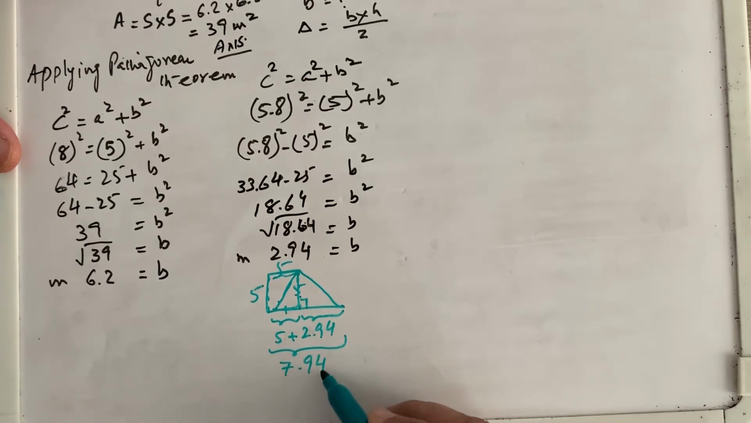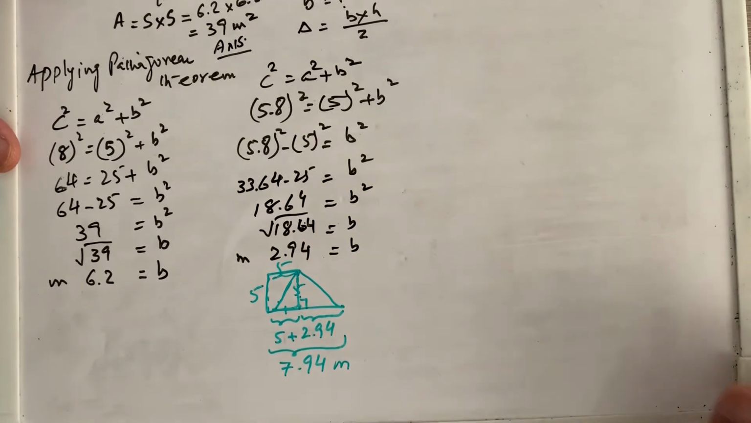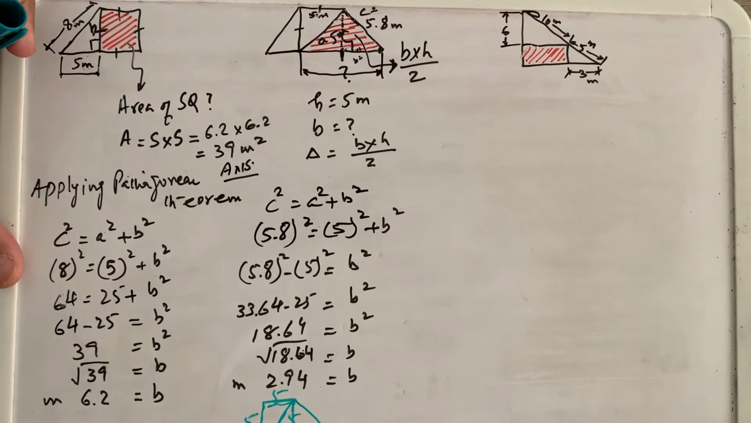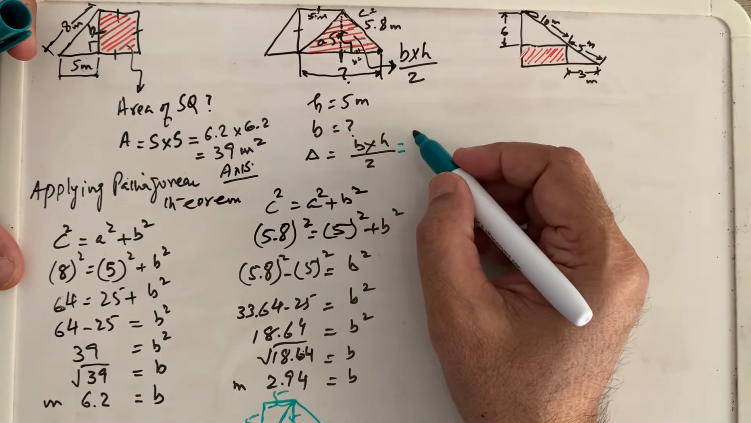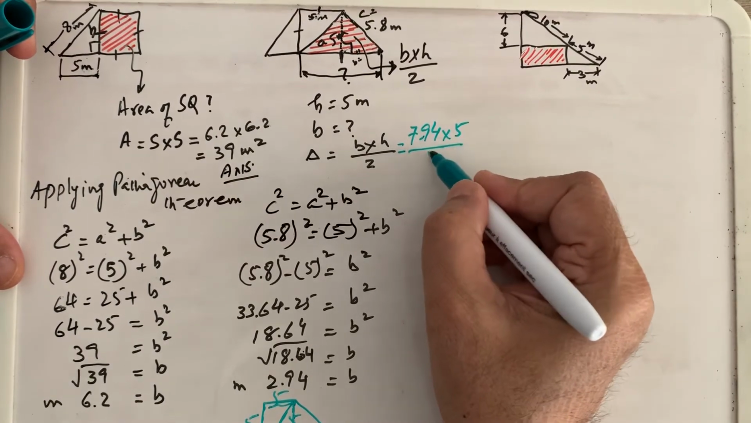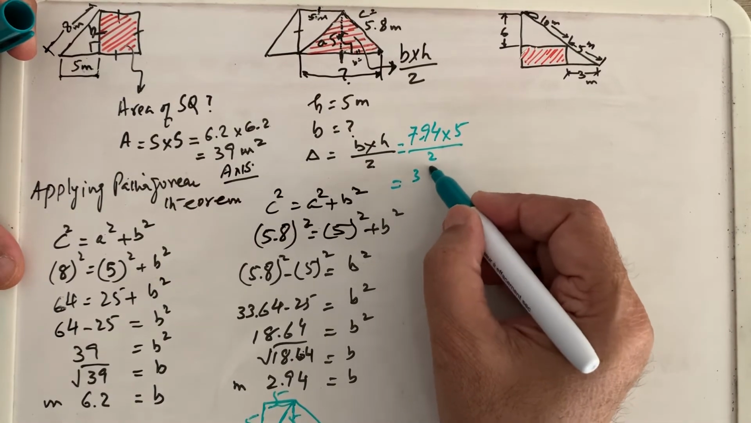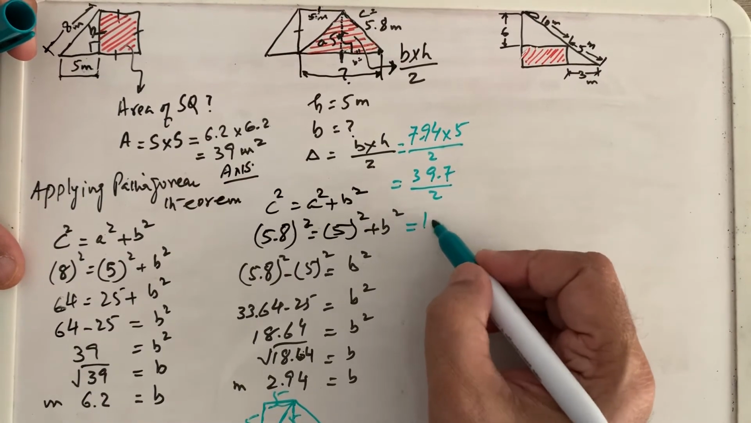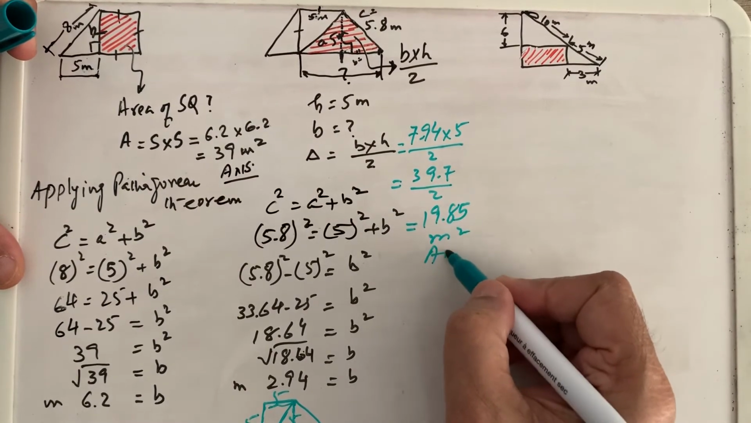That means 7.94 is my base. 7.94 meter is my base, which was unknown in my figure, and we calculated it with the help of the Pythagorean theorem. Now we can substitute, because I know my b or base, which is 7.94, times h, which is 5, divided by 2. Then we multiply this together to get 39.7 divided by 2, and then we simplify it to get 19.85 meter square, and this is my answer.